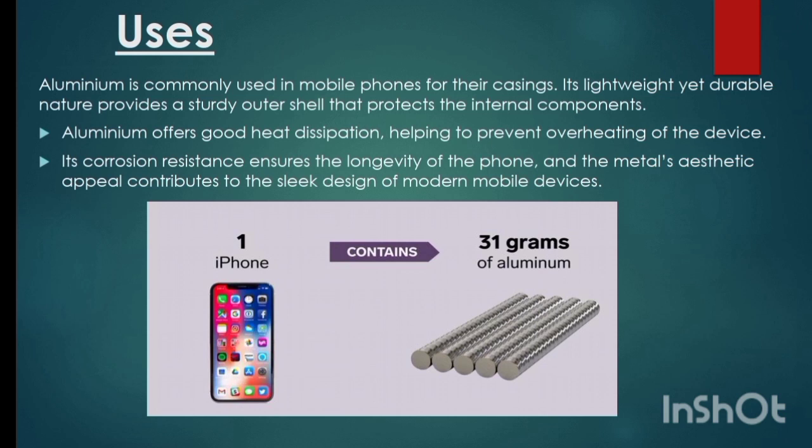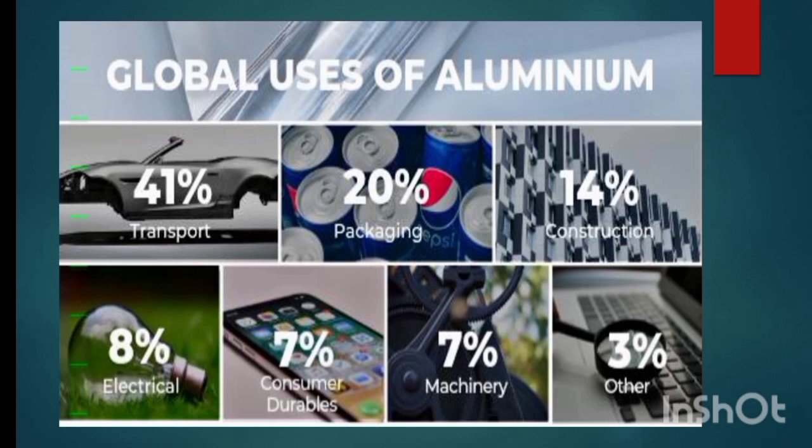Aluminium offers good heat dissipation, helping to prevent overheating of the device. Its corrosion resistance ensures longevity of the device, and the metal's aesthetic appeal contributes to the sleek design of modern mobile devices. One iPhone contains over 31 grams of aluminium. Global uses of aluminium: 41% in transport, 20% in packaging, 14% in construction, 7% in consumer durables, 7% in machinery, 8% in electronics, which shows that aluminium is a very useful element globally.